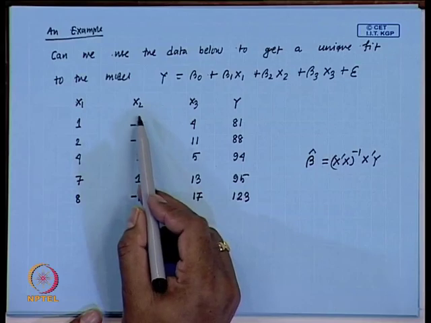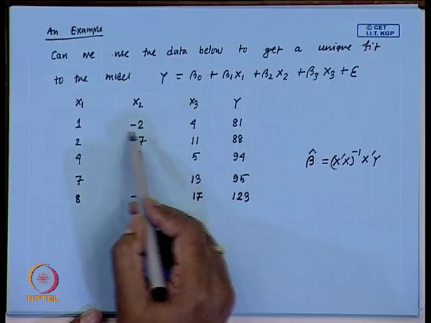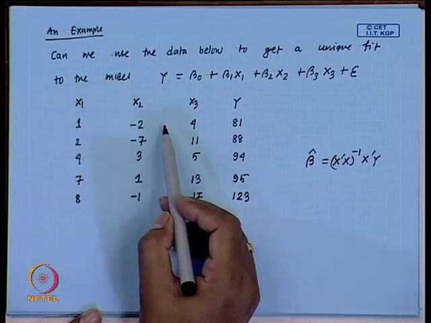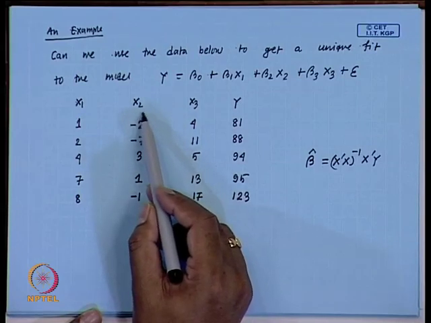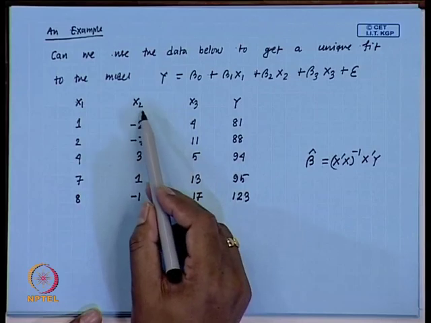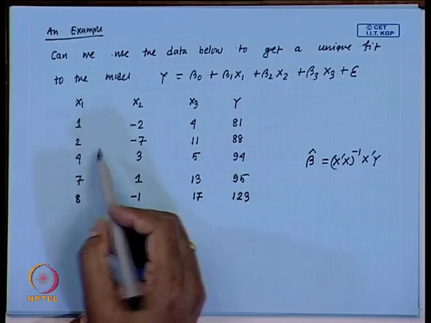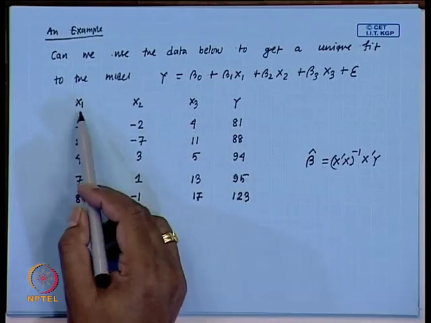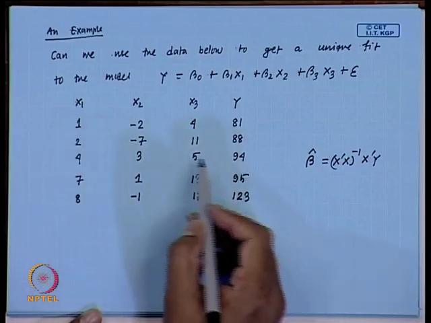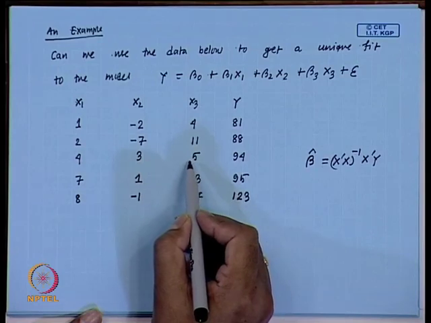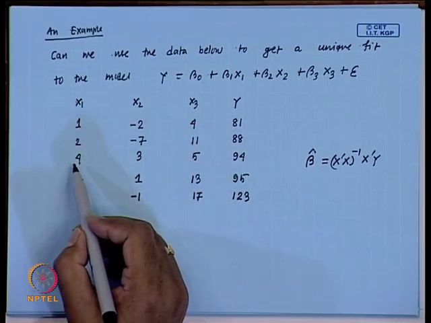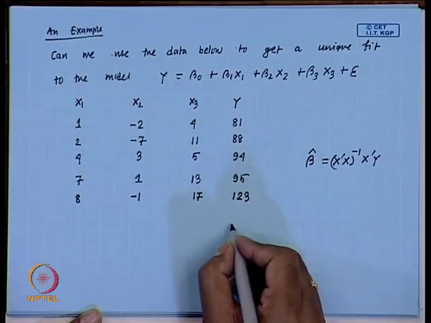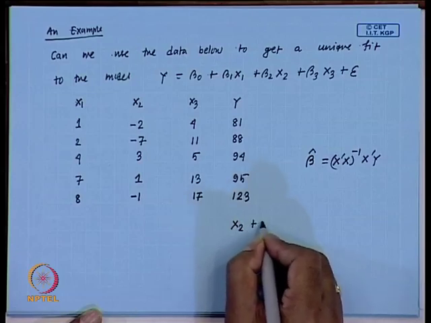Here you check that x 2 plus x 3, take this first observation. So, x 2 value is minus 2, x 3 value is 4 and x 1 value is equal to 1. You can check that x 2 plus x 3 is equal to 2. So, x 2 plus x 3 is twice x 1. Take the second observation, x 2 plus x 3 is equal to 4, which is 2 times x 1. Third observation also, x 2 plus x 3 equal to 8, which is 2 x 1.